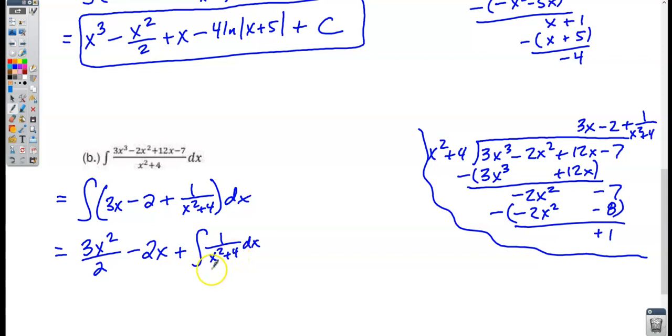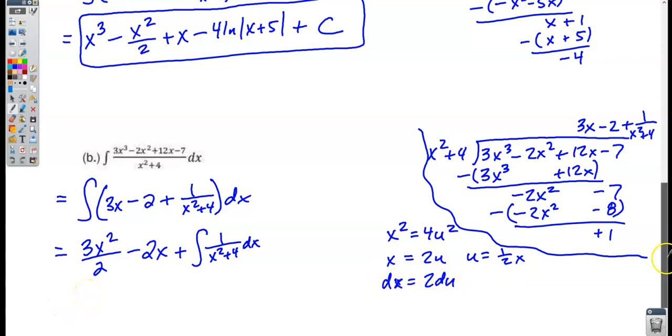My technique for dealing with that was I made a substitution where I would get the coefficient of this term to be the same as the constant. So I'm going to replace x squared with 4u squared. So I'm going to replace x with 2u, or u equals 1/2 x. dx is equal to 2 du in that case.